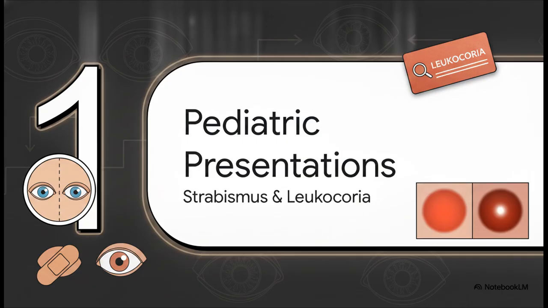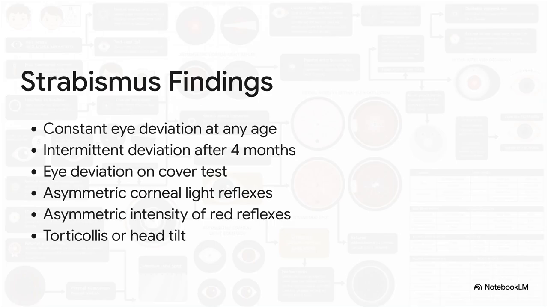The absolute critical task here is differentiating benign visual changes from life-threatening ones. So, strabismus, or ocular misalignment. This is highly tested. Screening happens at every well-child visit until age 5. Your test day clues? Look for a constant eye deviation at any age, or an intermittent deviation that persists after 4 months of age. You might also spot an abnormal cover test, asymmetric corneal light reflexes, asymmetric intensity of the red reflex, or even a kid presenting with torticollis, a head tilt.